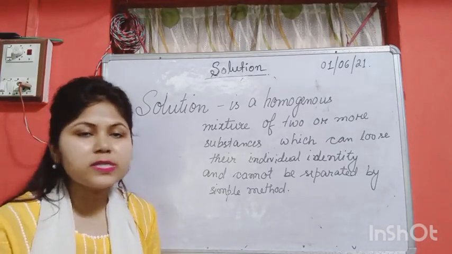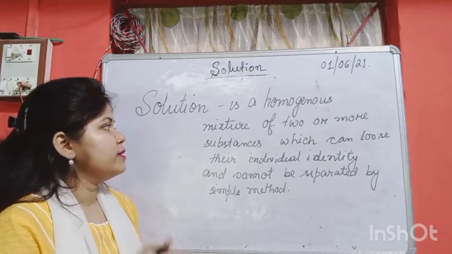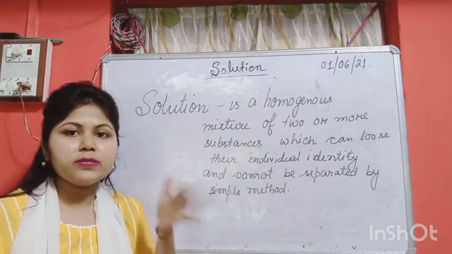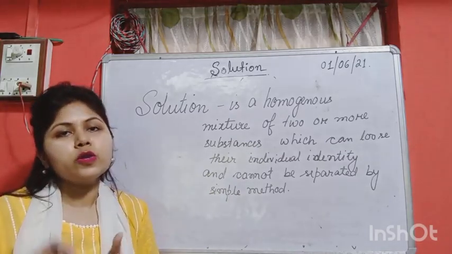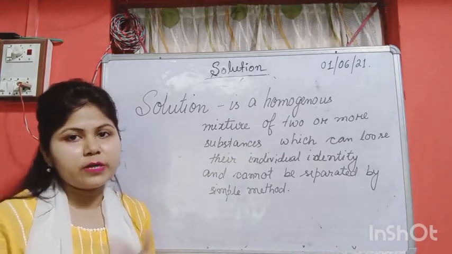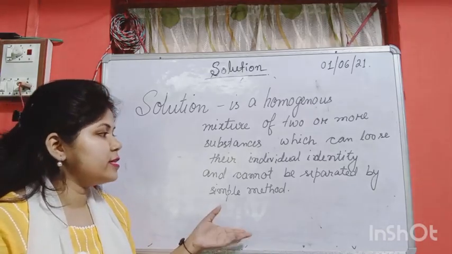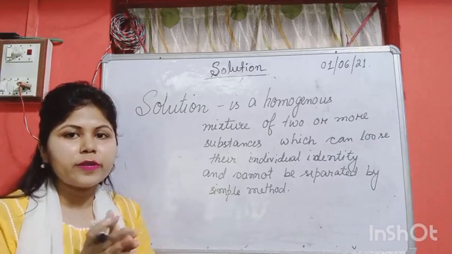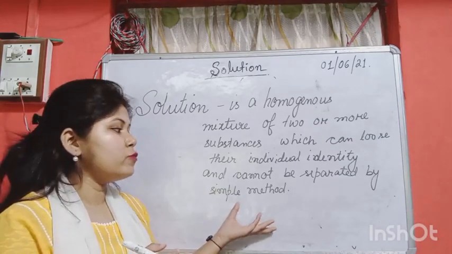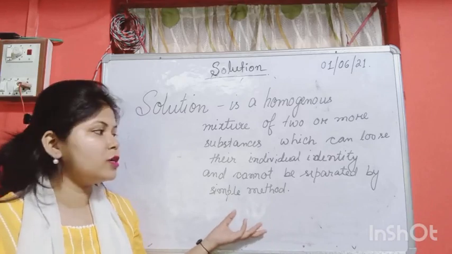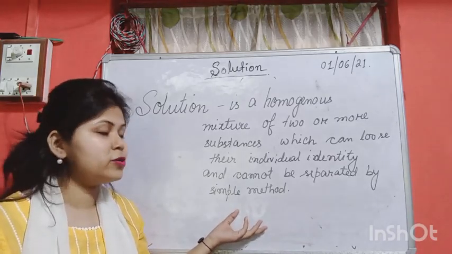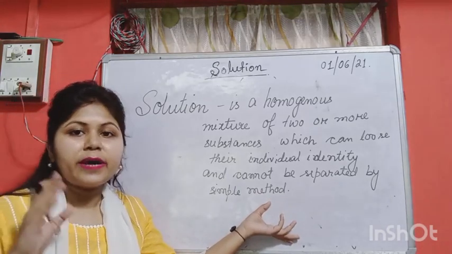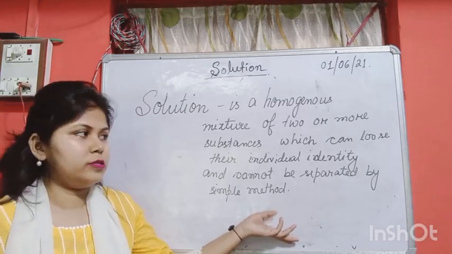Homogeneous means the properties will be uniform, and a mixture of 2 or more substances will lose their identity, meaning the substances which we are using will lose their identity. If it is a solid, it can become liquid, so they lose their identity. And they cannot be separated by simple methods, meaning we cannot get the solute and the solvent separately by a simple method, because other methods are required to get back the actual components. So this cannot be separated by simple techniques.